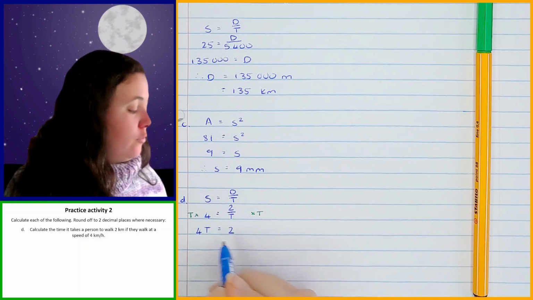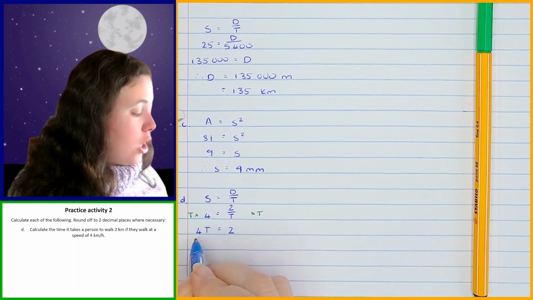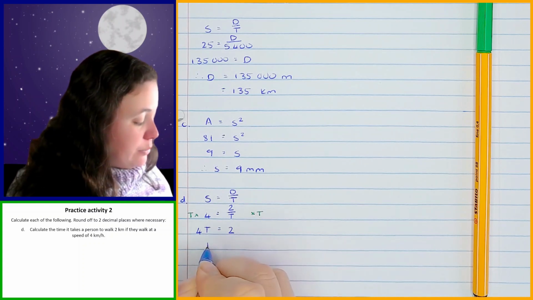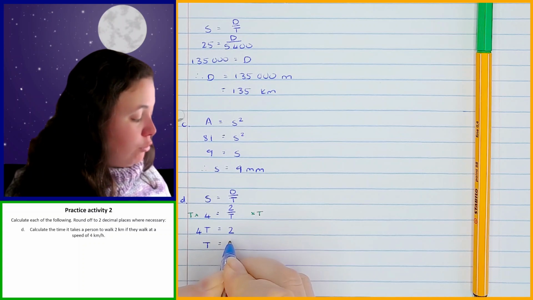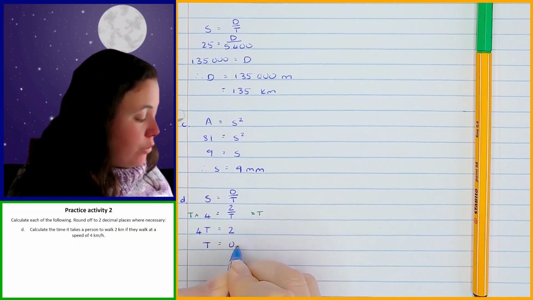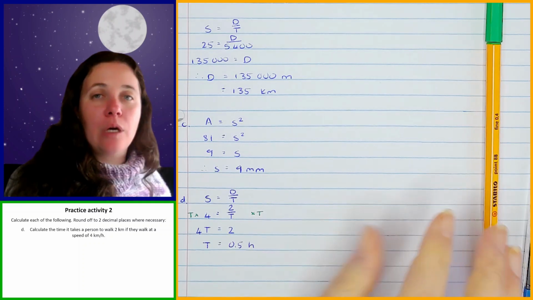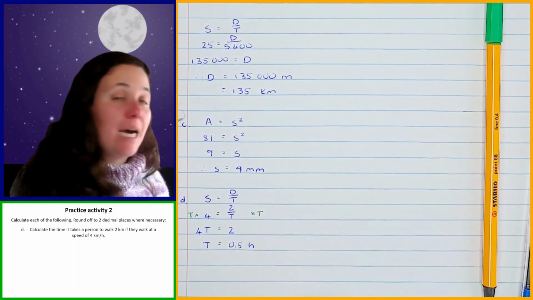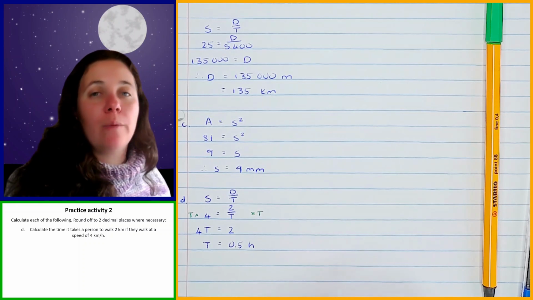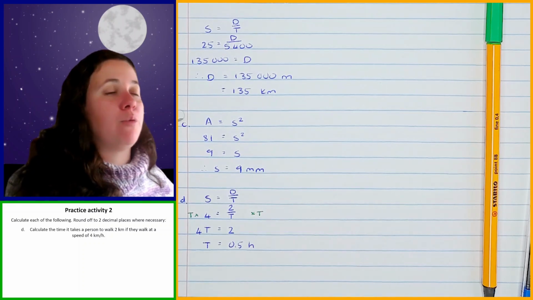Now I'm going to solve for t by dividing by the 4 on this side and that side. So that's going to be t equals 2 divided by 4, which is a half, or 0.5. And that is hours. So that's half an hour, or 0.5 hours, for the time that it takes a person to walk 2 kilometers when they walk at a speed of 4 kilometers per hour.